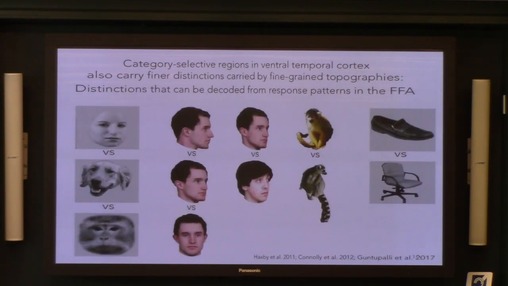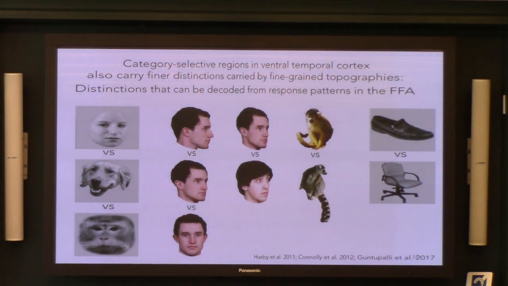But we know when we do multivariate pattern classification of patterns of activity that we measure with fMRI in an area such as the FFA, we can distinguish whether the person is looking at a human face or a dog face or a monkey face. We can distinguish if the person is looking at a human face in full profile, three-quarter profile, or full view. We can distinguish if it's this guy or this guy. Okay? So this is all face information, but we can also distinguish, are they looking at a squirrel monkey or a ring-tailed lemur? And weirdly, we can even distinguish if they're looking at a shoe or a chair.